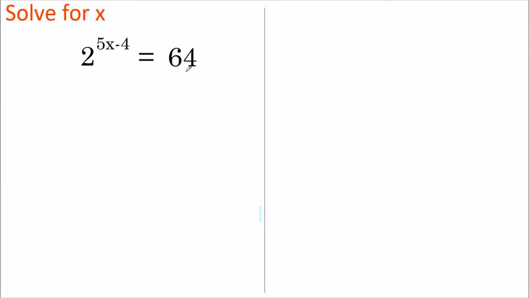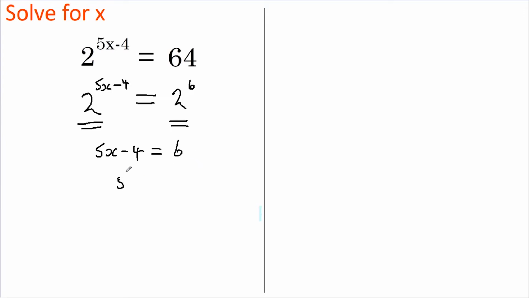The first thing to notice is that 64 is actually on your 2 power table. So 64 equals 2 to the power of 6. Over here we have 2 to the 5x minus 4. So our bases are the same. And if our bases are the same and the terms are equal, then the powers must be the same. So 5x minus 4 must equal 6.